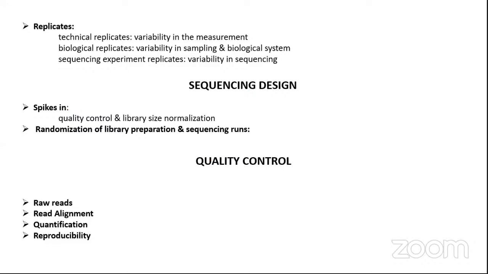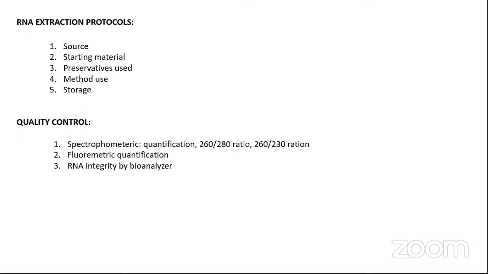So now, in terms of the data, we have to do the quality control. So we have to look at our data, which is raw reads, read alignment, quantification, and reproducibility. In the next point, let us see one by one all these steps.